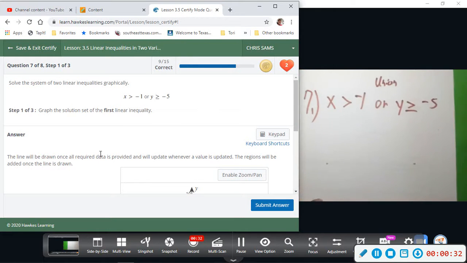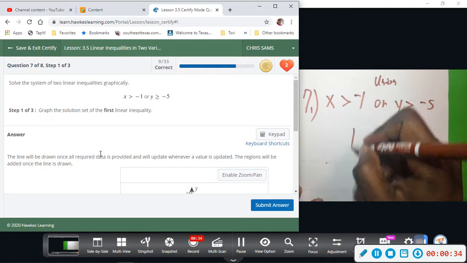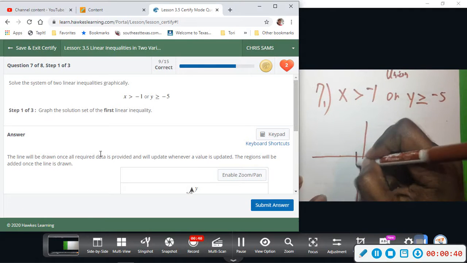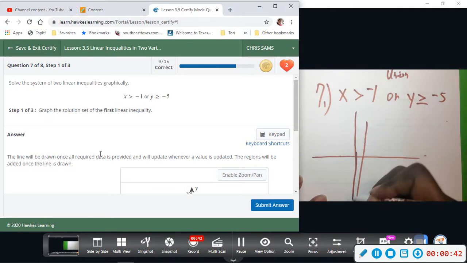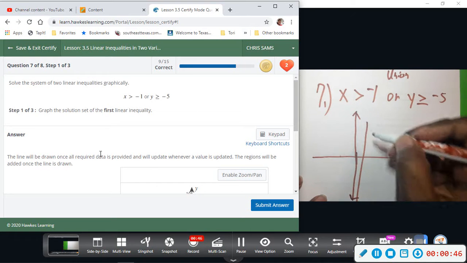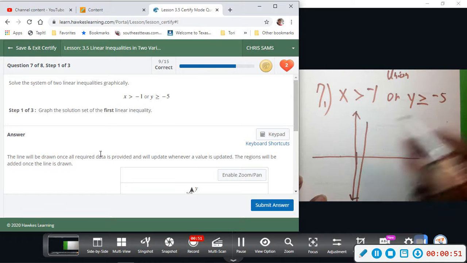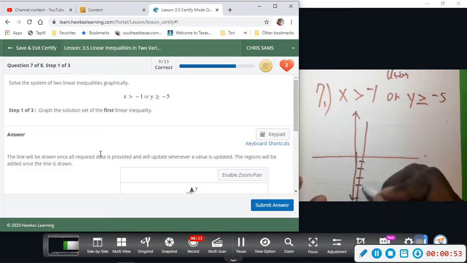Alright, so this will be real easy to do by hand. I'm going to do this and show you what it looks like, and then we'll graph it on the computer. So x is negative 1, right here, draw a vertical line straight down. This one says y is greater than or equal to negative 5. So 1, 2, 3, 4, 5.